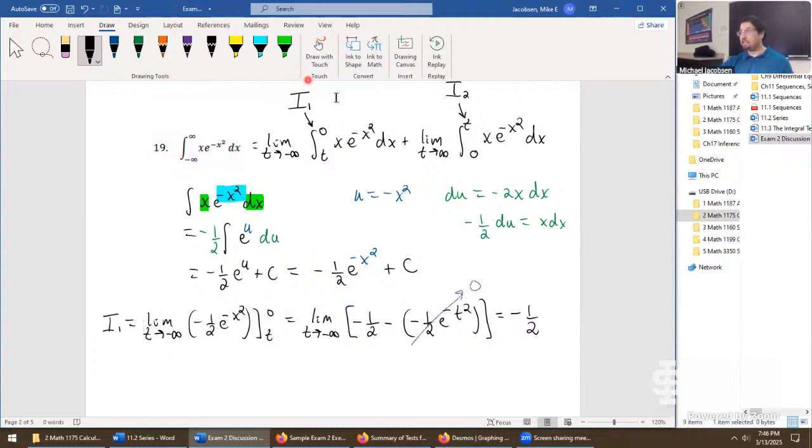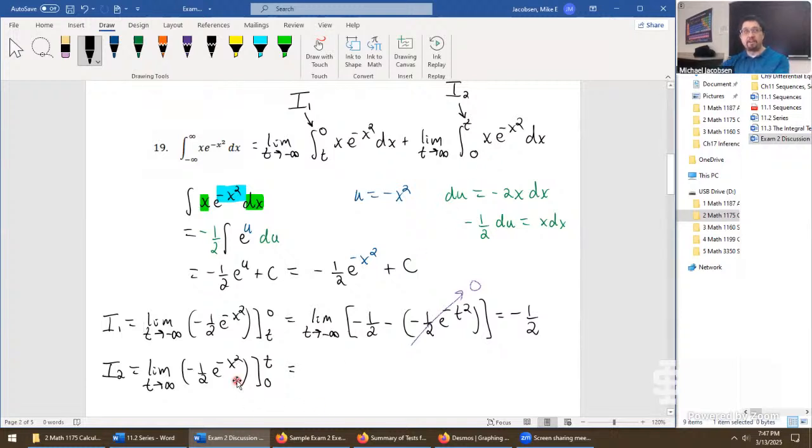So that's I1 done. Next, we do I2. But any questions at the moment with solving this one so far? Okay, so for I2, take limit as t goes to now +infinity, same exact antiderivative inherited from that line, -1/2 e to the negative x squared. There is a change though, we're integrating from 0 to t, so change the limits of integration in this way.